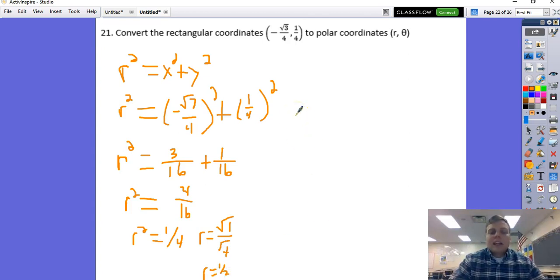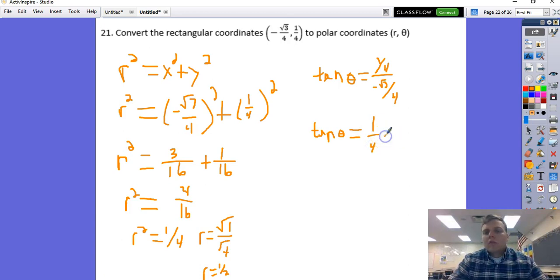Okay, now I need to get theta. So tangent theta is equal to y over x, so in this case 1/4 over negative square root of 3 over 4. So you need to keep, change, flip. So tangent theta, you keep the numerator as 1/4, change from division to multiplication, and then flip the denominator, square root of 3.